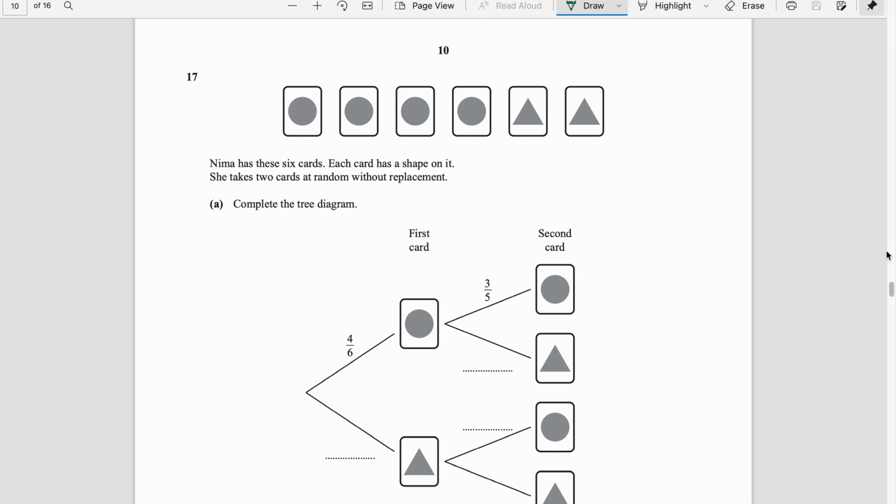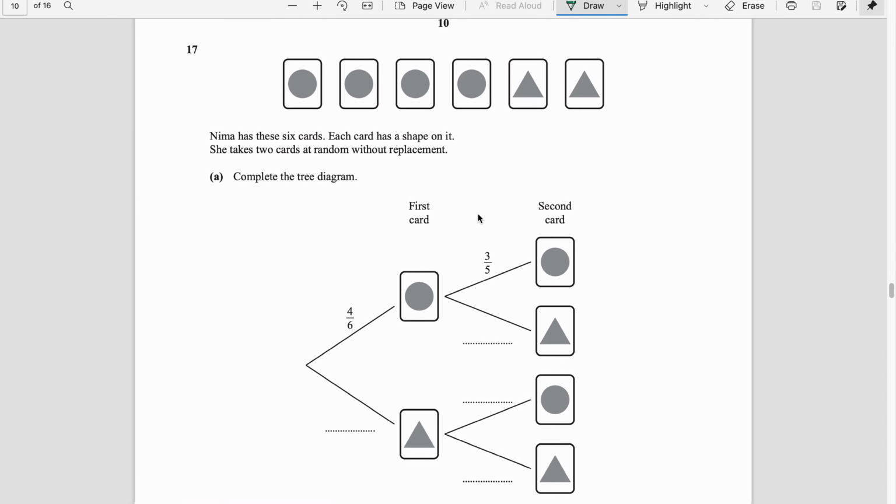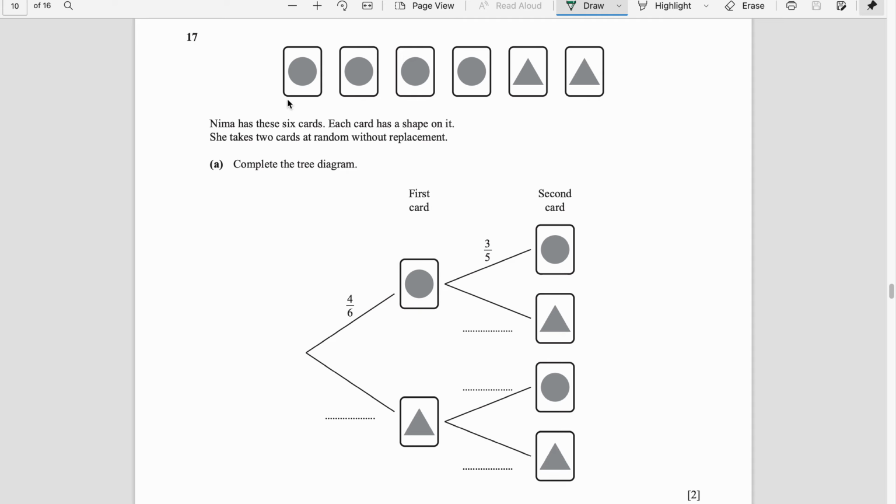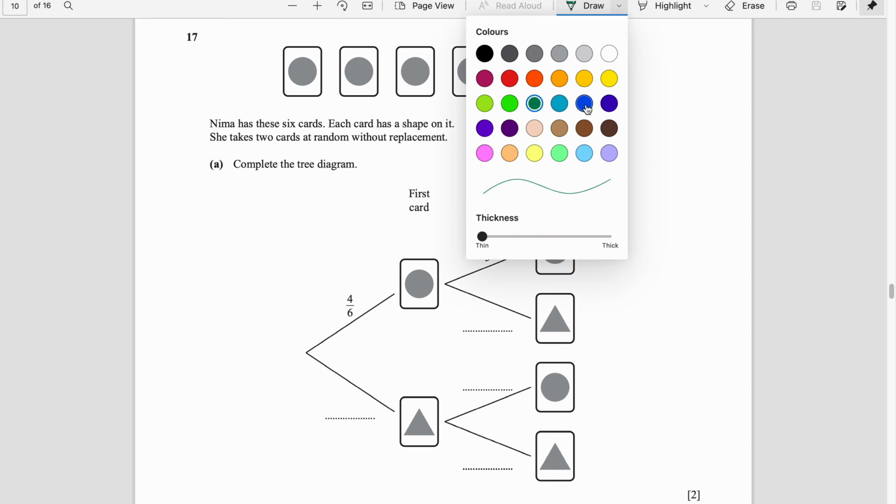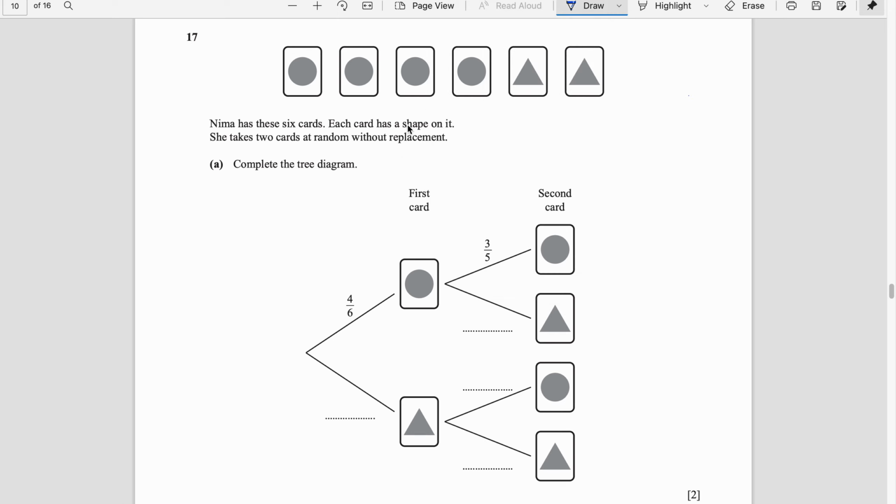Question number 17, probability. Nema has these 6 cards. Each card has a shape on it. She takes 2 cards at random without replacement. That means the total is decreasing. Complete the tree diagram. So what is the chances that she gets a triangle?